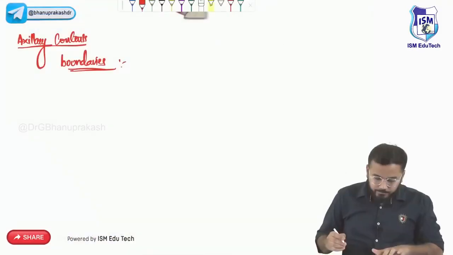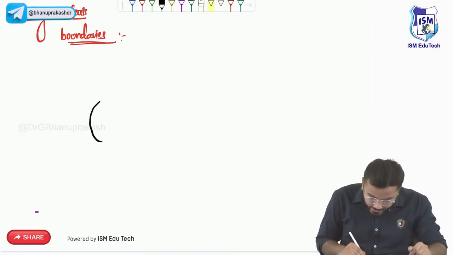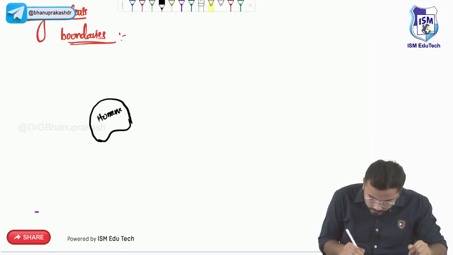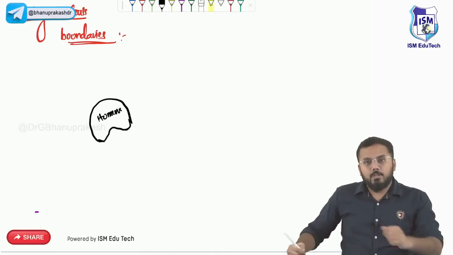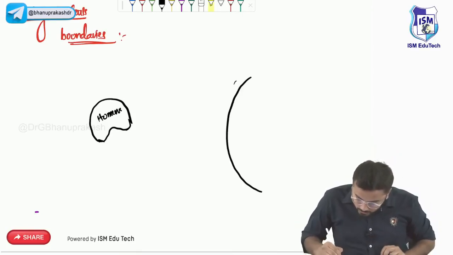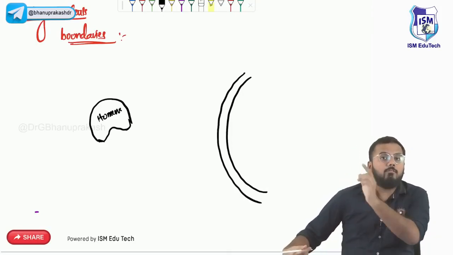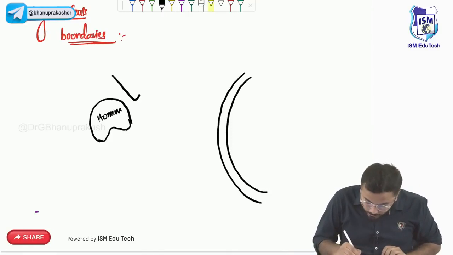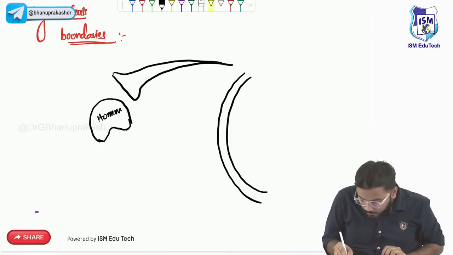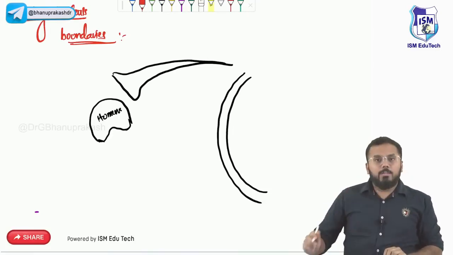Now, look here. What did I tell you? Laterally, I have humerus. This is the humerus that is located laterally like this. Medially, what do I have? Ribs. I have got my rib like this. Medially. Posteriorly, I have got scapula. Let us say posteriorly, I have got my scapula like this. Clear? So now, very important thing.